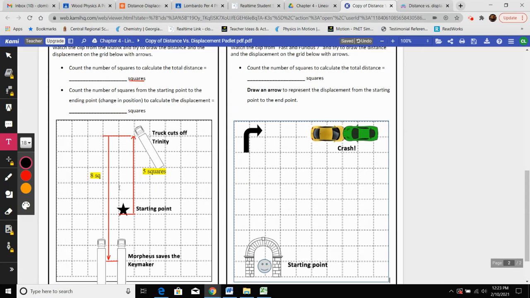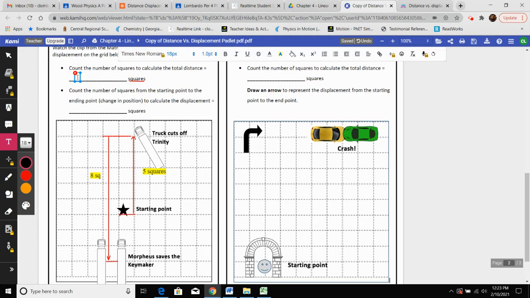Okay, so the total distance would be the added values together. Now, when we do this, the direction doesn't matter when you're calculating distance. So yes, even though they're in opposite directions, for calculating total distance, that is okay. We're not worried about that. So we're going to just add the values together. 8 and 5, we're going to get 13 squares as our distance.